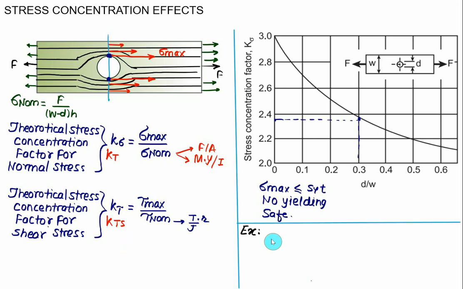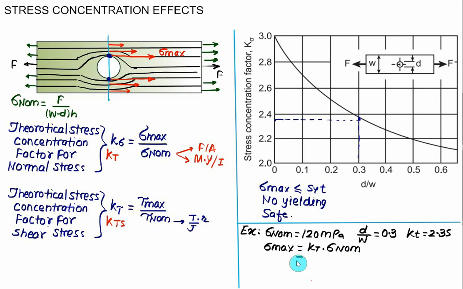Suppose for certain dimensions you get the nominal stress sigma nominal equal to 120 megapascal, and we have d by w, as we have taken here, equal to 0.3. In that case we have KT close to 2.4, I will say 2.35. So if you know the value of KT, then we can calculate the value of sigma max, which is the theoretical stress concentration factor KT multiplied by sigma nominal.